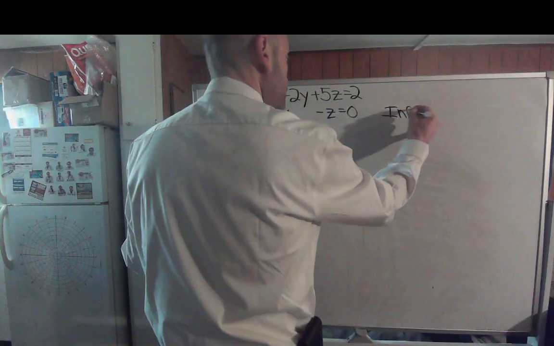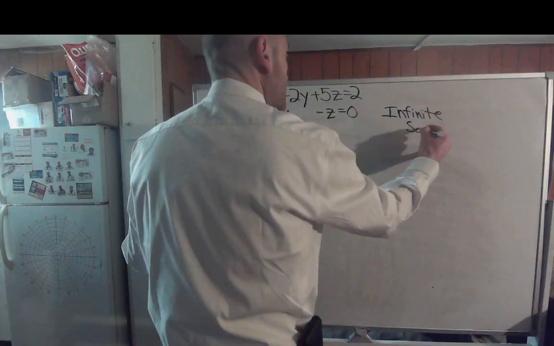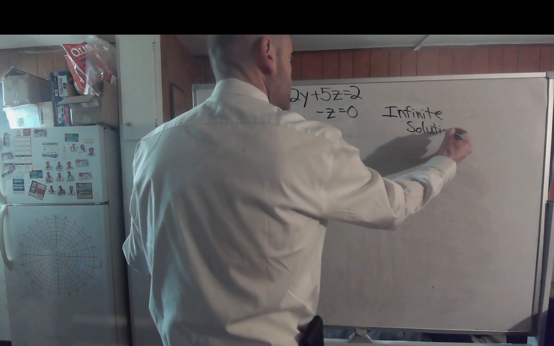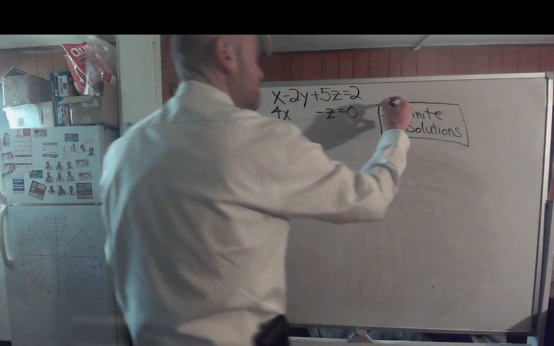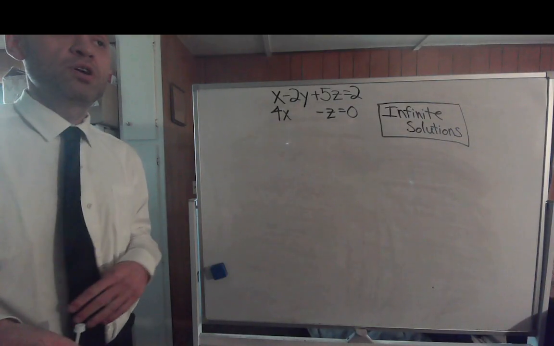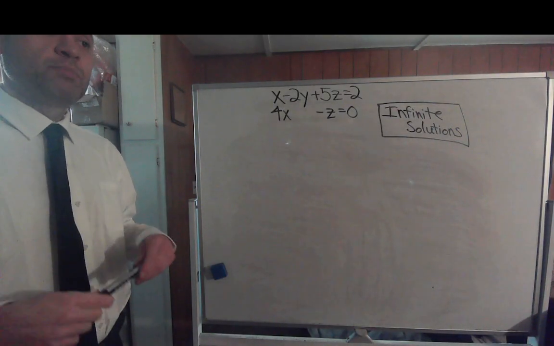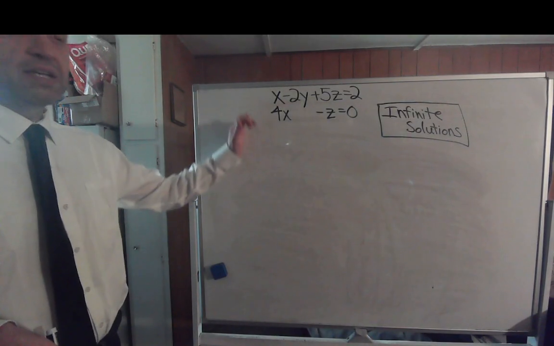But I want to show you how the book is going to list it in your answer key. There are infinite solutions, but your book isn't just going to say that. There's a way it's denoted, and if you go to your answer pages in the back of your textbook, you're going to see it listed differently.